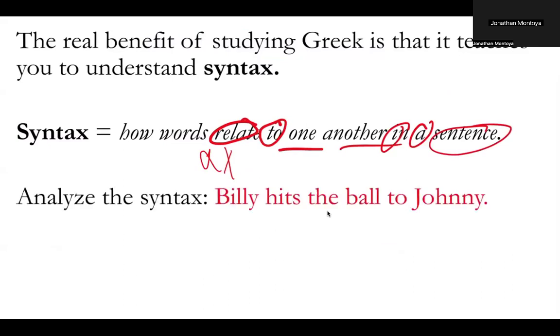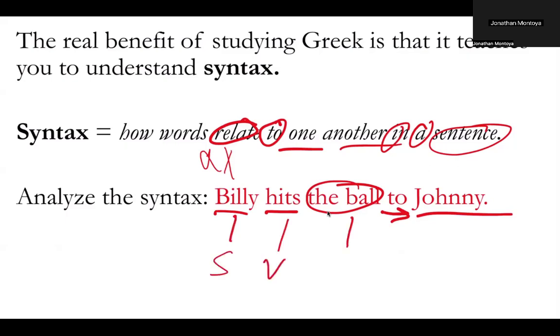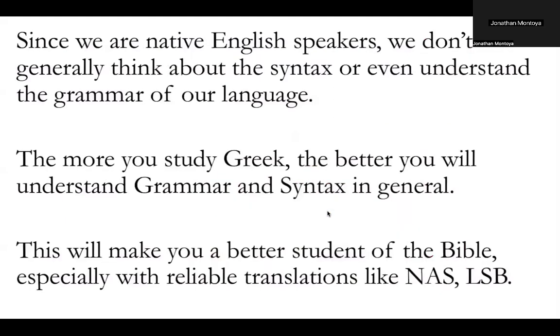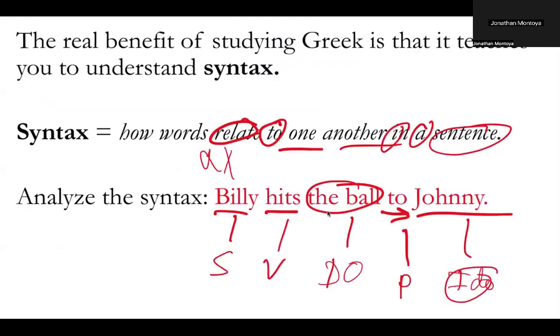Okay. So if I say, Billy hits the ball to Johnny, Billy is the subject, hits is the verb, the ball is the direct object, to is a preposition, and Johnny is the indirect object. Oh, this would be a good reminder of just English grammar. Yeah, it really will be.